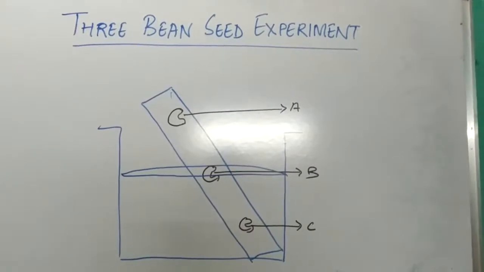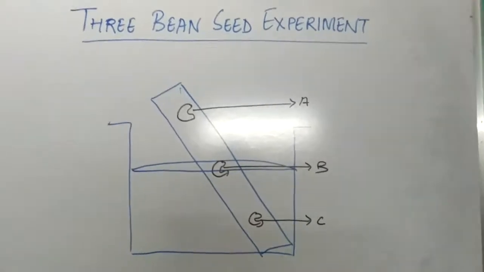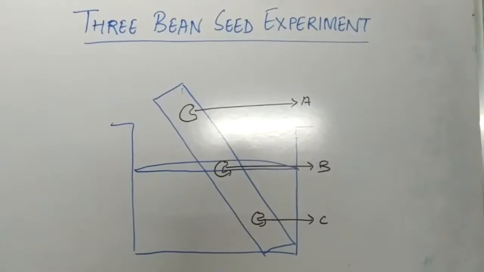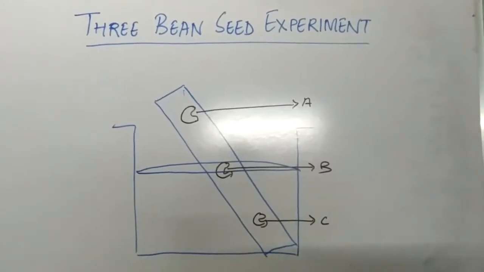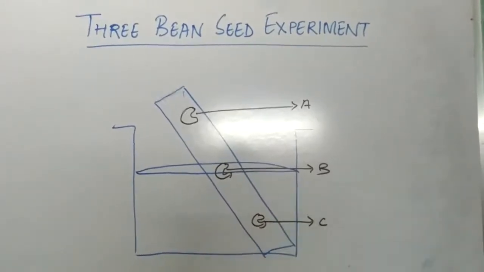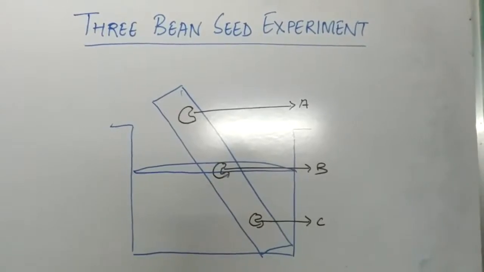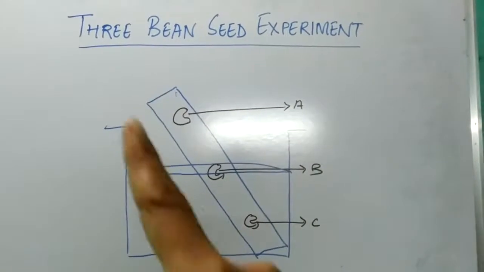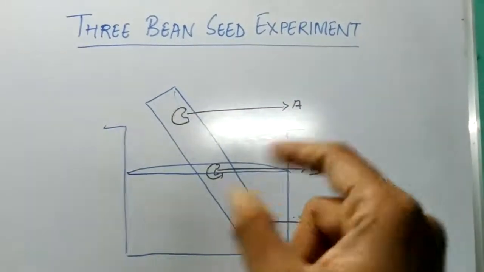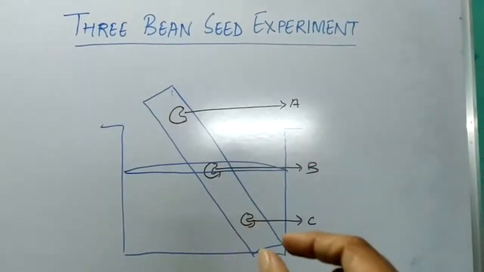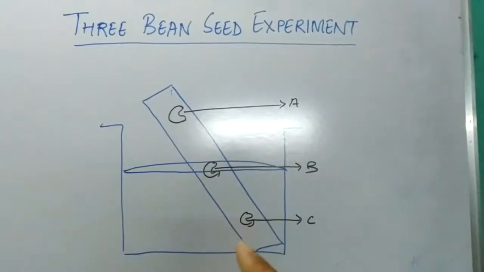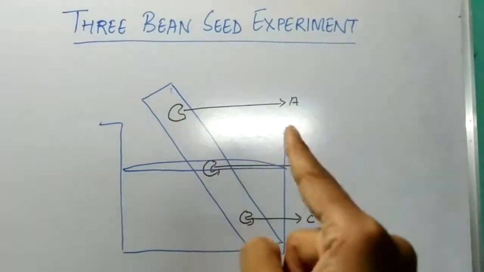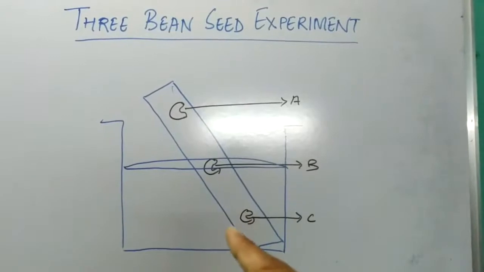Now, in order to explain the different germinating factors that are essential for germination of the seedling present inside the seed, we will be learning about the 3-bean seed experiment. Now, what is the 3-bean seed experiment? Actually, we will take a scale like this and we will place 3 beans over here. This is seed A, then seed B, seed C.